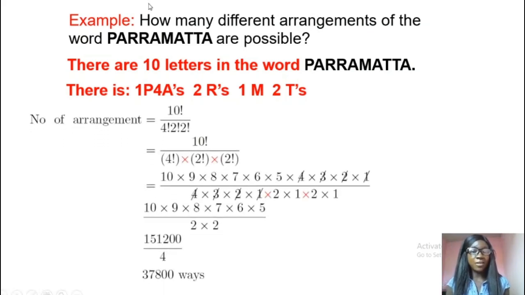So we have 10 factorial, which is the total number of letters, divided by 4 factorial, because we have 4 A's. We have 2 factorial coming from the 2 R's, and another 2 factorial coming from the 2 T's. So if you do this very well, you cancel out, and we're going to be left with 37,800 ways.